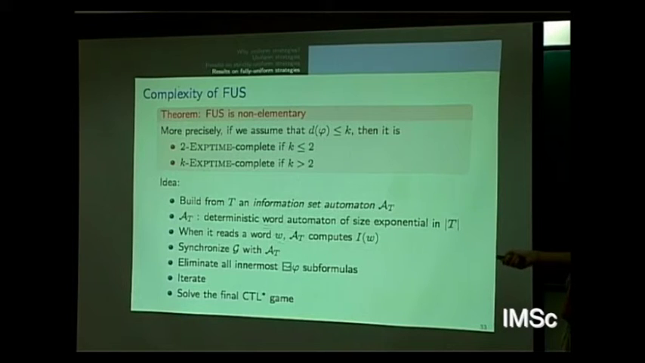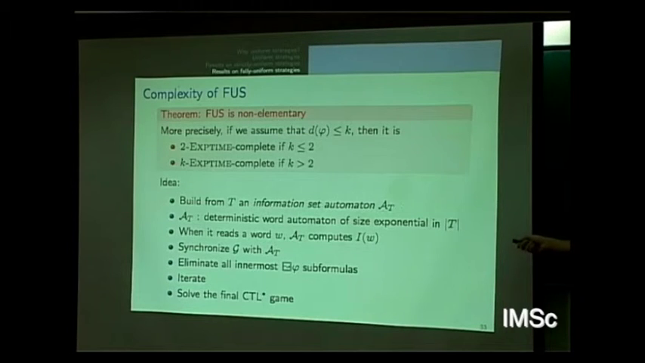When it reads a word, it computes its information set, which is the set of last letters of related words, related in the sense of this transducer. It's the same idea as information sets in imperfect information games, where an information set is the set of last positions of equivalent plays. Here, it is the set of last letters of words related to w.